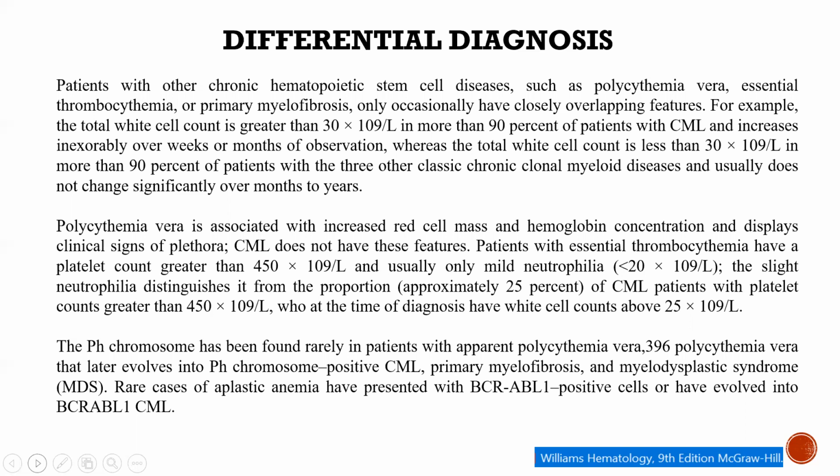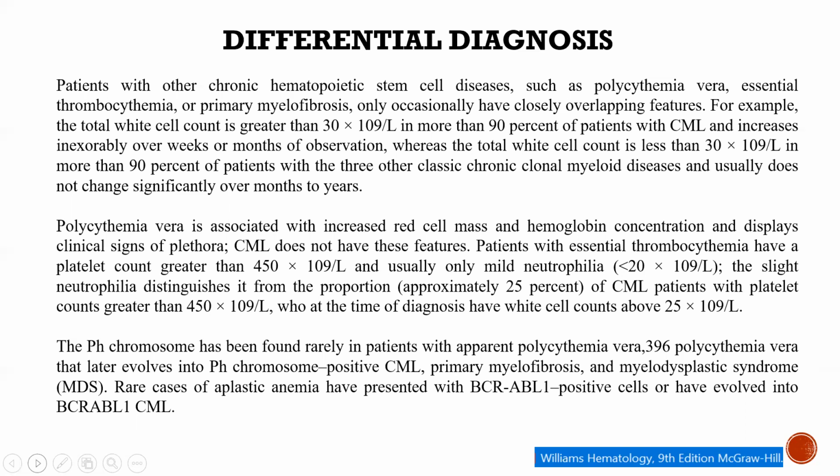For example, the total white cell count is greater than 30 in more than 90% of the patients, and increases inexorably over the weeks or months of observation. Whereas the total white cell count is less than 30 in more than 90% of patients with the three other classic chronic myeloid diseases, and usually does not change significantly over the months to years.